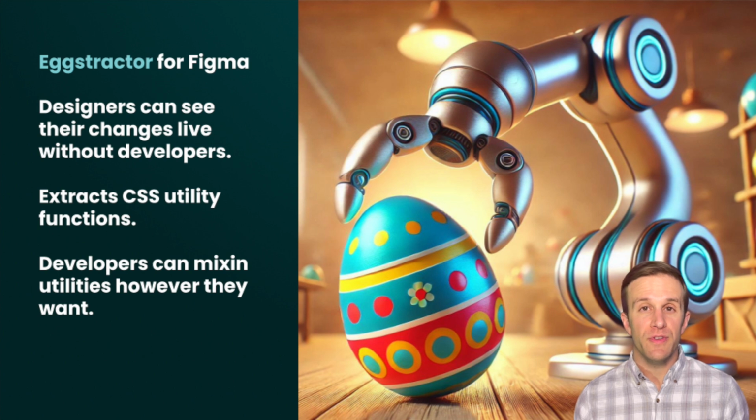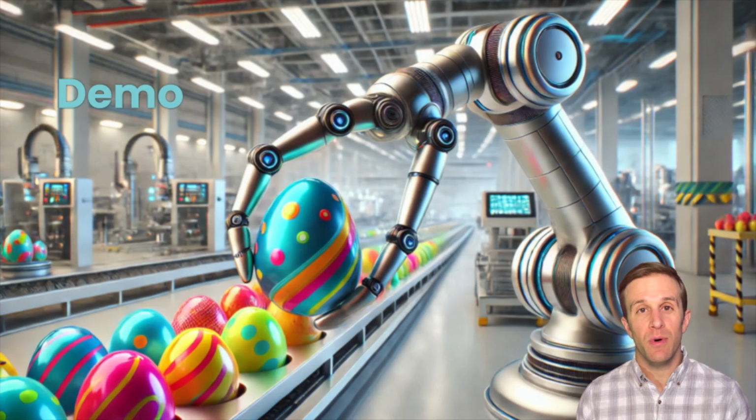But one of the critical differences with Eggstractor, compared to other Figma to CSS conversion tools, is that Eggstractor doesn't produce the final CSS. Instead, it extracts CSS utility functions. Those utility functions are then used by developers to assemble their final CSS however they want. Let me show you a demo of what this might look like for a designer.